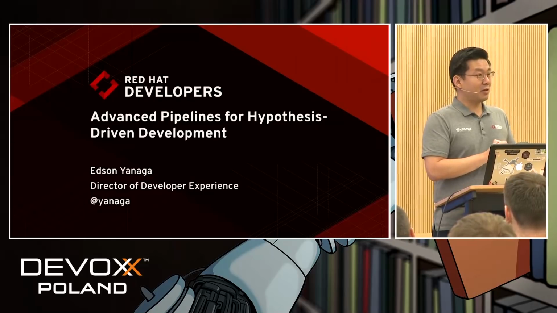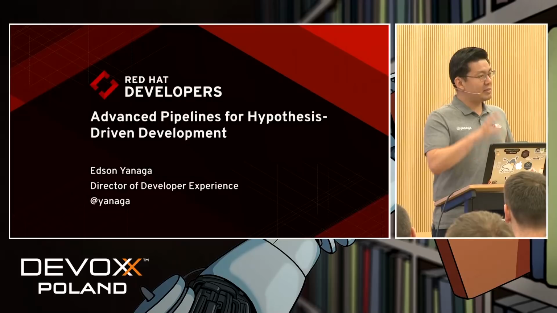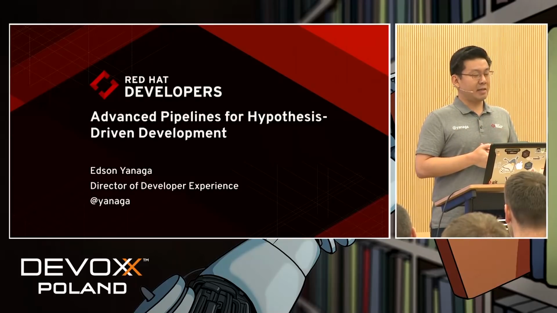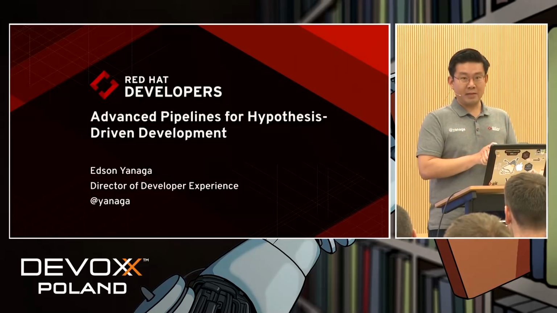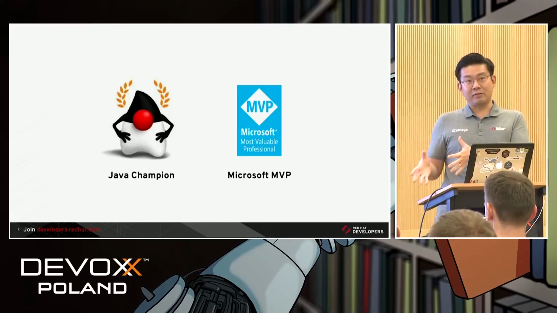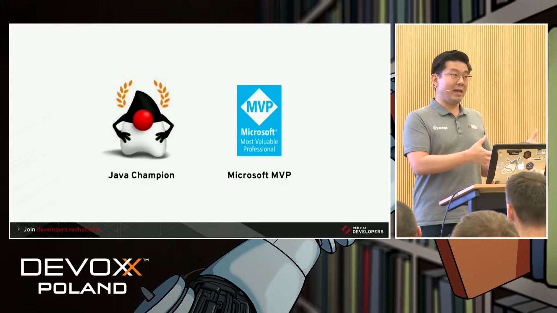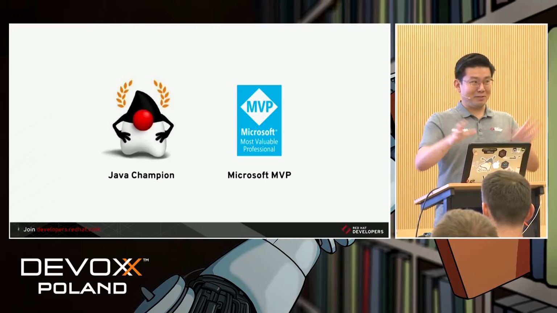And today I'm going to talk about advanced pipelines for hypothesis-driven development, and maybe some other advanced pipelines that can be used for hypothesis-driven development or for traditional pipelines too. I'm also a Java champion, a Microsoft MVP, and I work for Red Hat, which I believe is a very cool combination, but you don't have to trust me, okay?